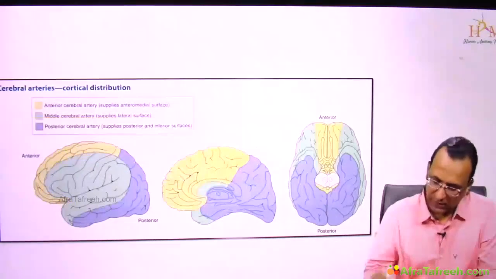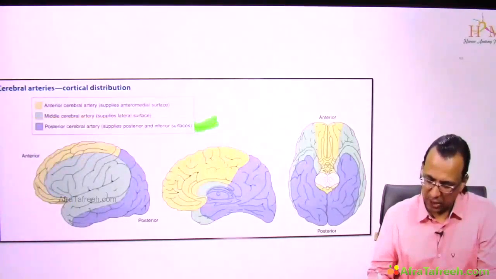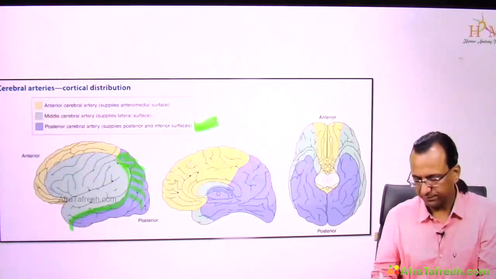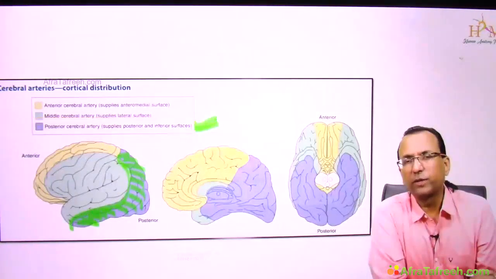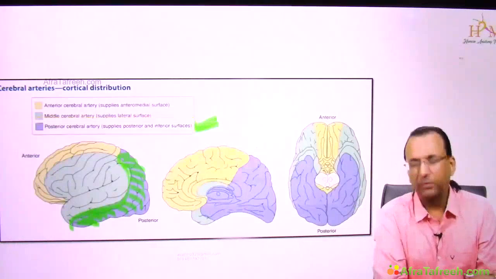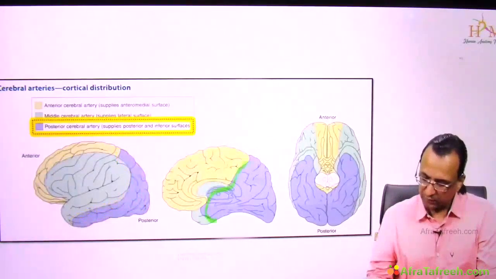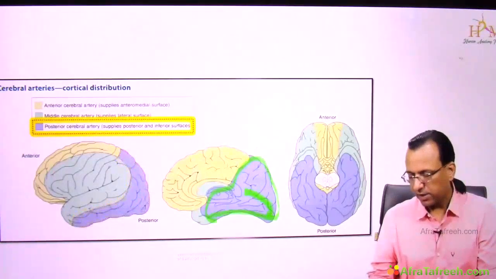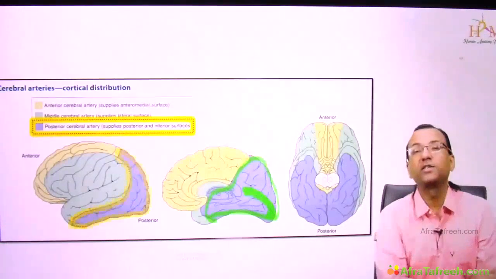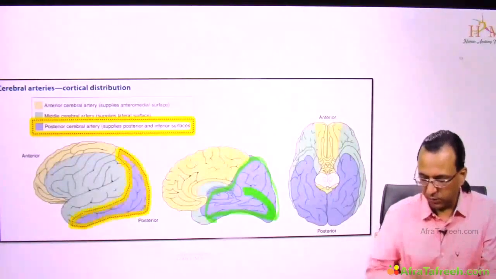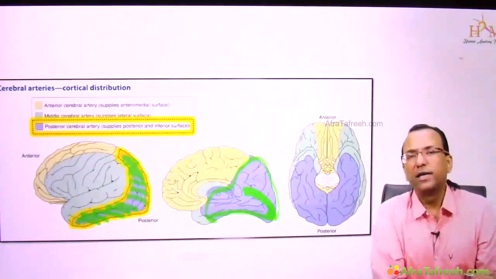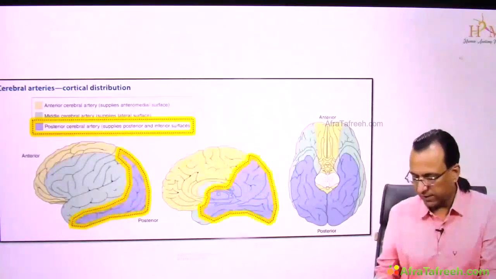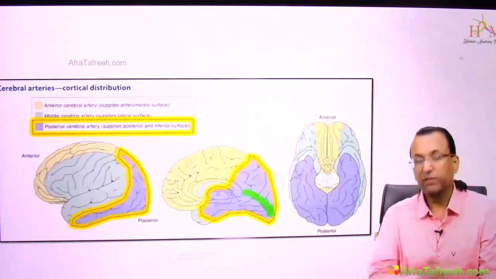See, posterior cerebral artery is supposed to supply posterior cerebrum. If you say posterior cerebral artery is supposed to supply posterior cerebrum, will it supply the occipital visual cortex? Of course, it will supply occipital visual cortex, calcarine area, area of the calcarine sulcus. So this is posterior cerebral artery supplying posterior cerebrum, occipital visual cortex, and also the area of the calcarine sulcus. Yes, you see here, area of calcarine sulcus.